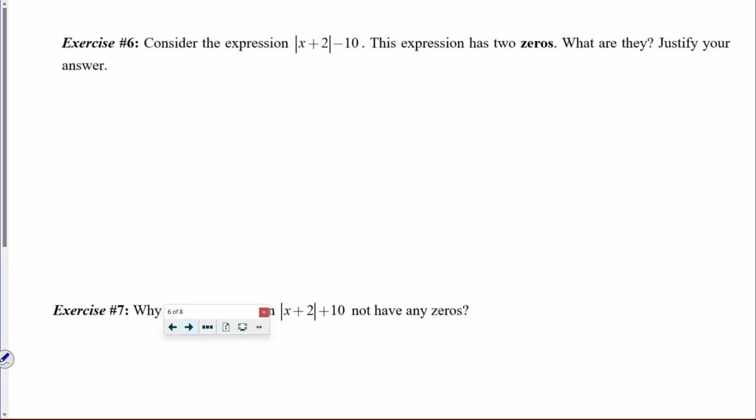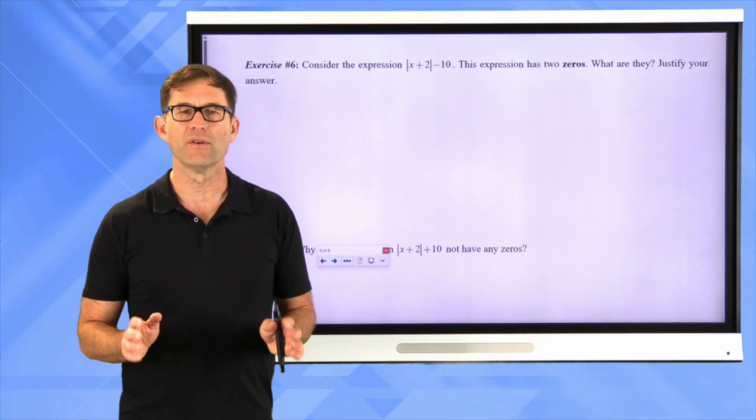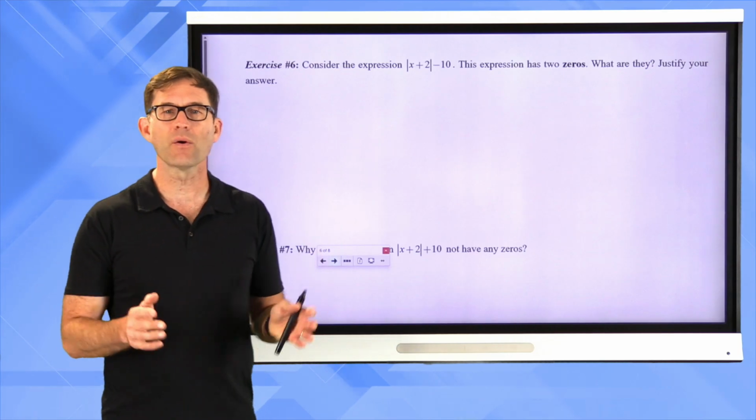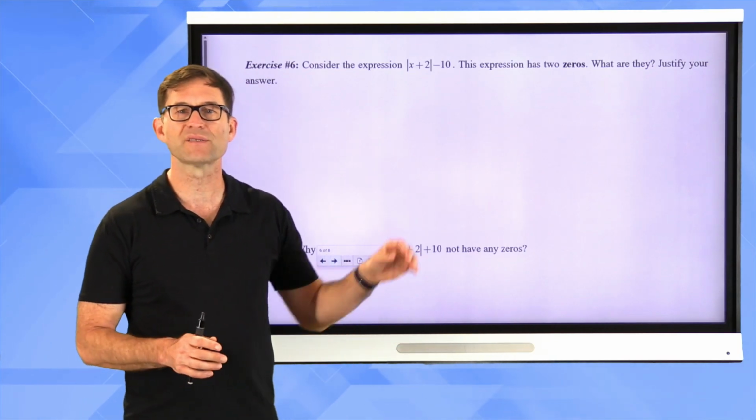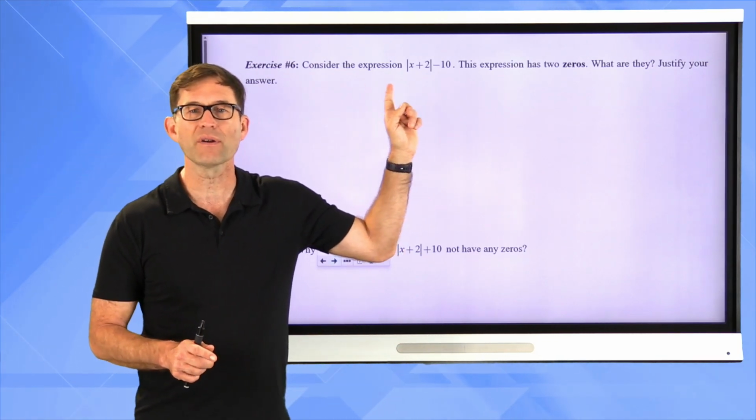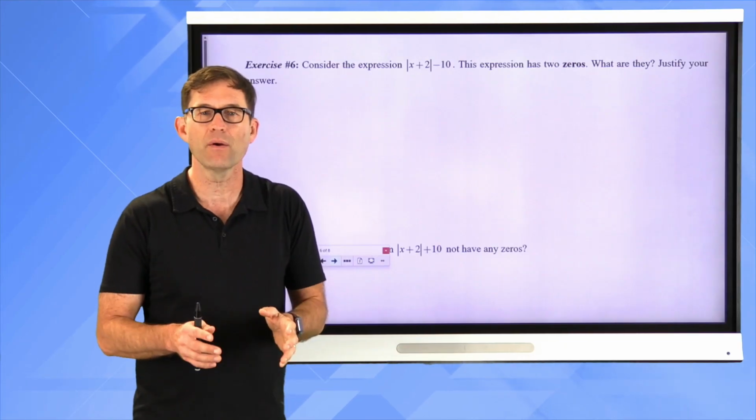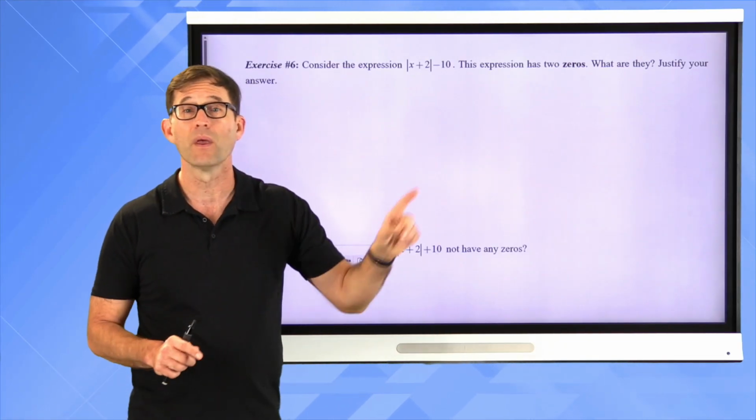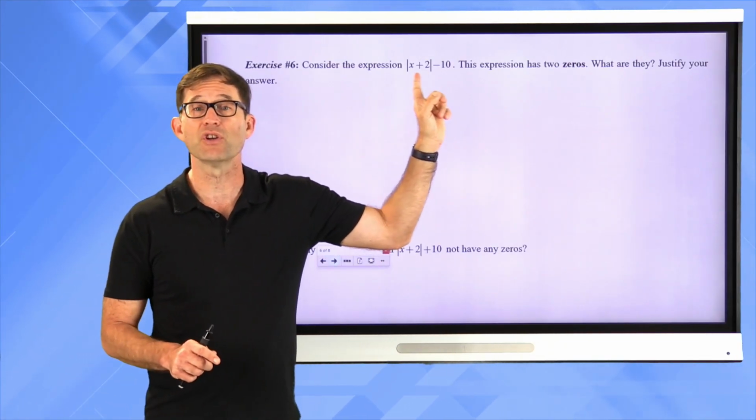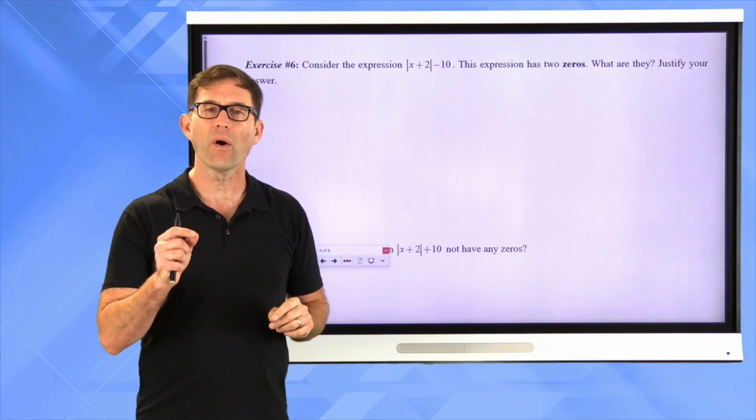Exercise number 6. Consider the expression the absolute value of x plus 2 minus 10. This expression has 2 zeros. What are they? Justify your answer. Remember, a zero of an expression is a value of x that will make this entire expression equal to 0. Some value of x, and I claim that there are 2 of them, will make this expression equal to 0. What are those 2 values?